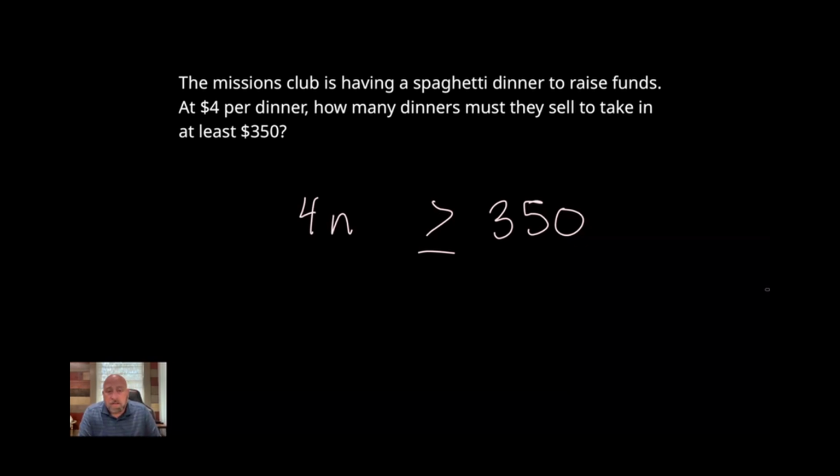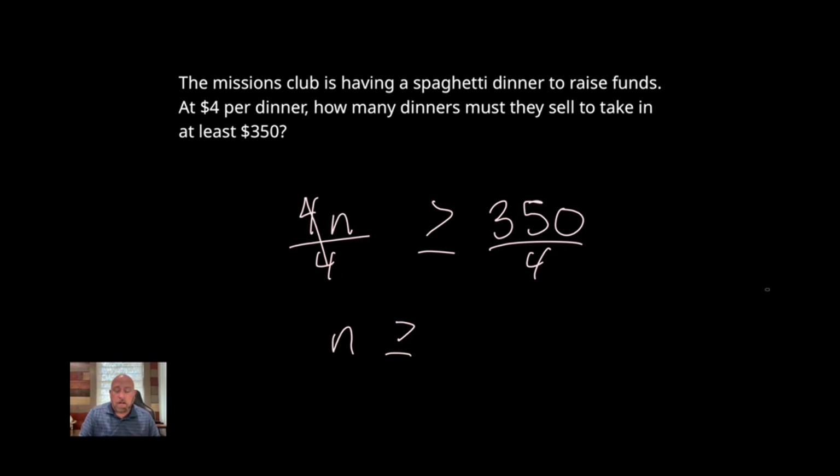There's nothing we can do. So we start moving the numbers to one side and the letters to the other. So I'm just going to divide both sides by 4. And we're going to get n has to be, or the number of dinners, the number of people there has to be. And we'll go ahead and do this.